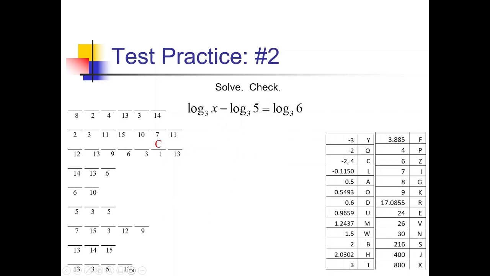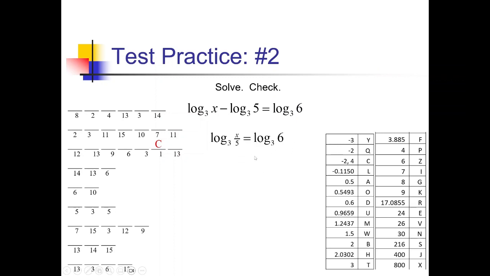For number 2, we have a bunch of logs going on here. So let me combine all my logs on my left side into one big log. Since I am subtracting these, I can divide the things inside. So this is really log base 3 of x over 5 equals log base 3 of 6.